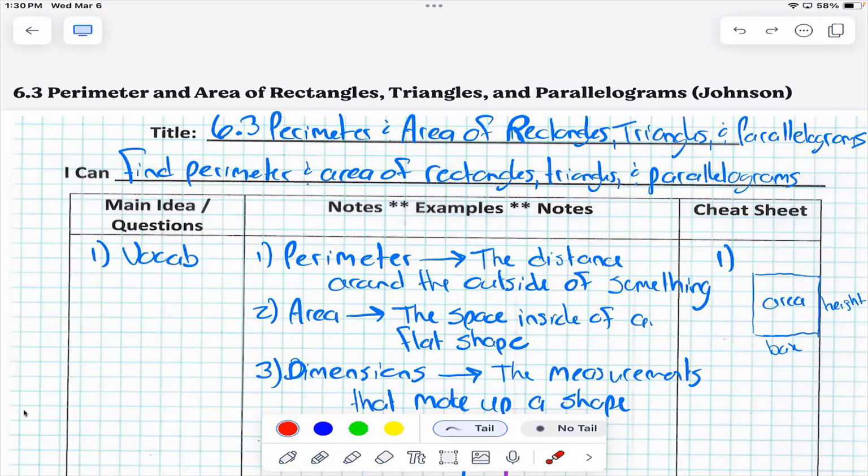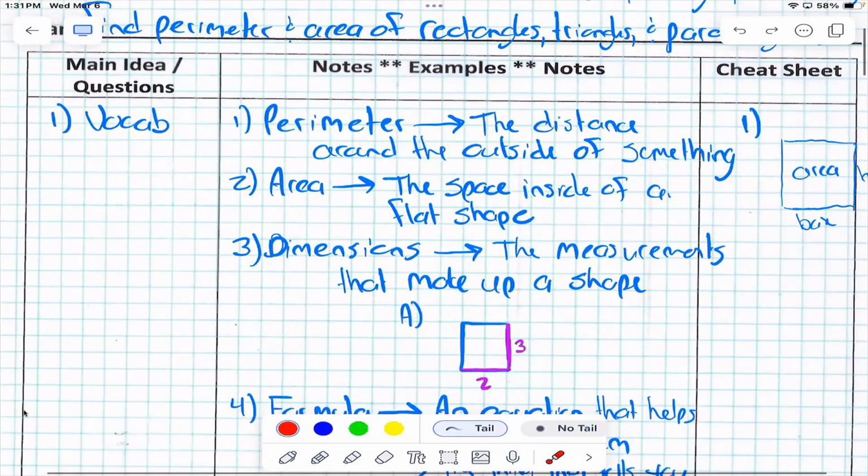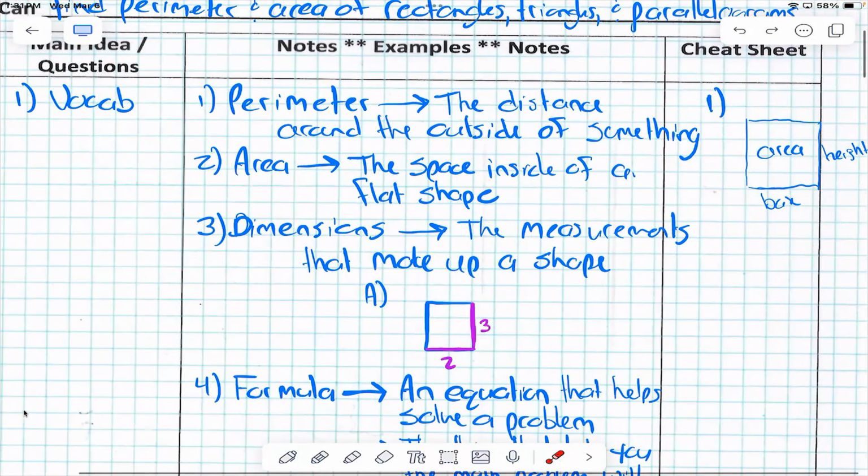Perimeter and area of rectangles, triangles, and parallelograms. Can you find all of that? Yes. All right, here we go. Perimeter would be what? The distance around the outside of something. Okay. Area then would not be the distance around the outside, but the inside. Sweet.